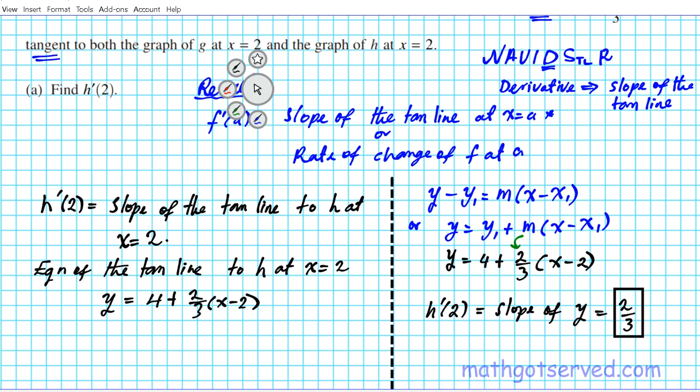So how was this problem graded on the AP exam? Problem 6A was a one-pointer. So if you can just find h prime of 2, you get 1 point.